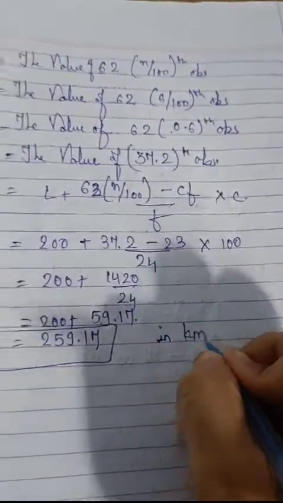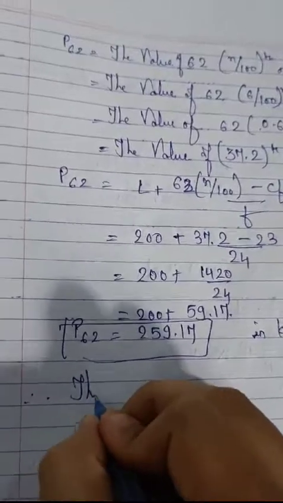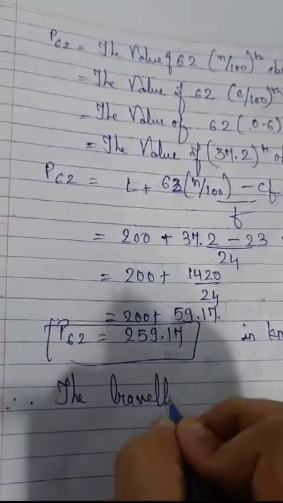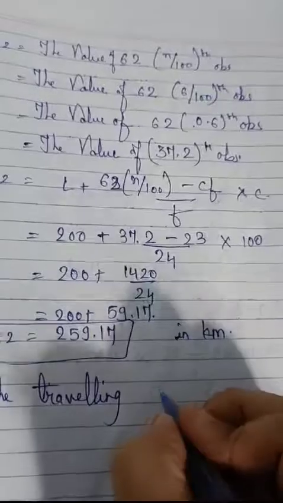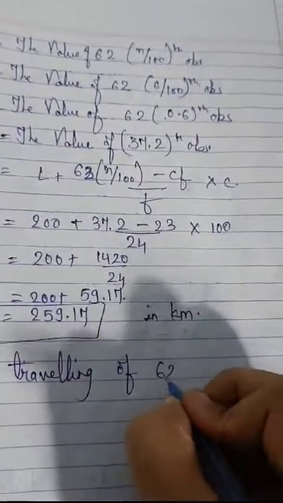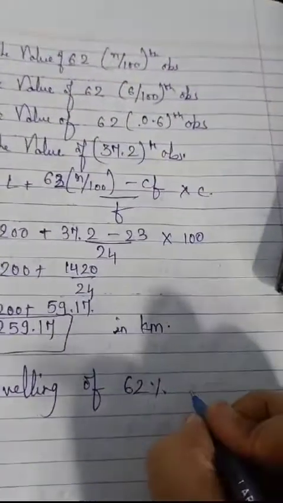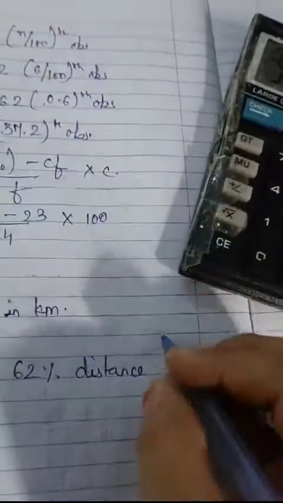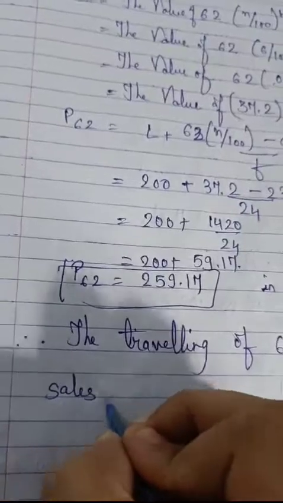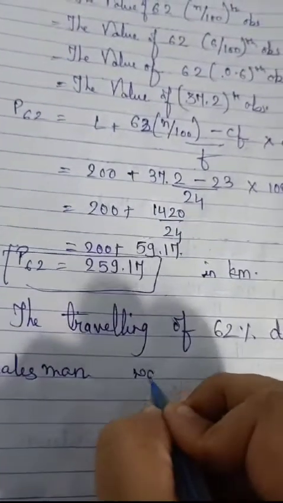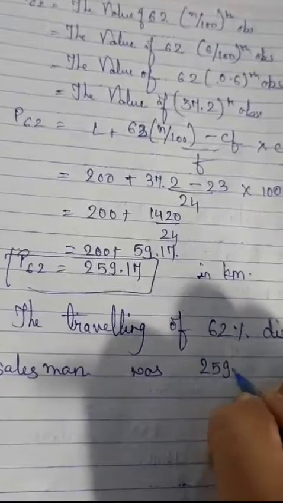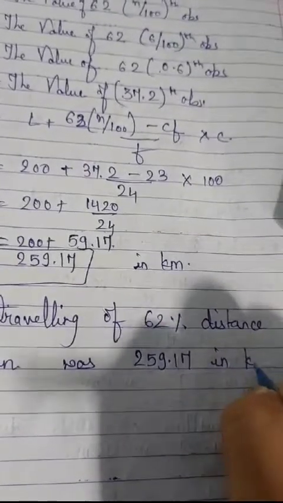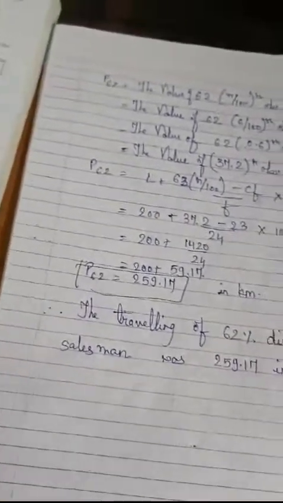in kilometers. Now how to write the travelling? Everything will be changed. You have to just change the number: 62 means 62 percent of the distance traveled by the salesman was 259.17 kilometers. So this is your sum number 2.